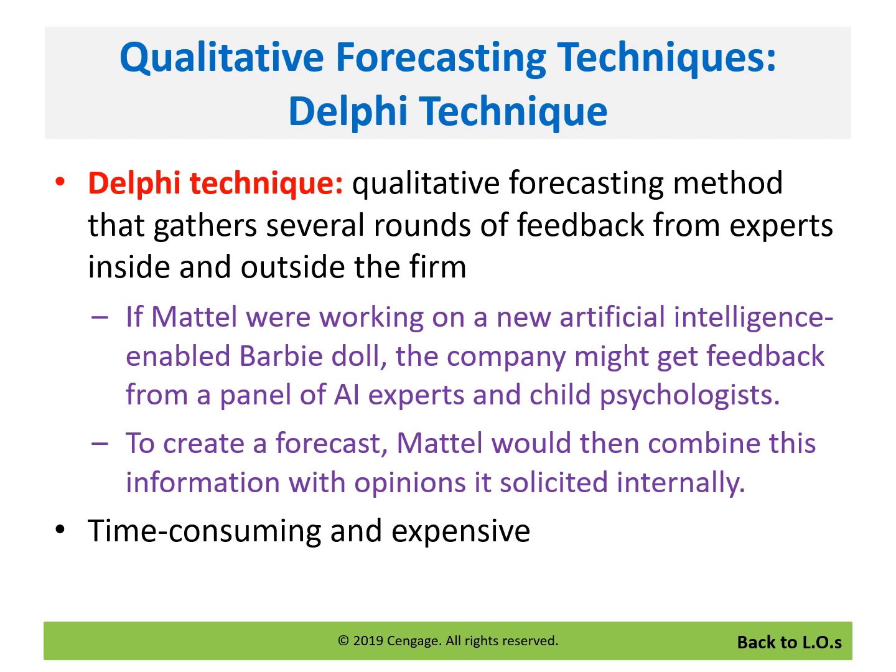Next, we have the Delphi technique. This is a qualitative forecasting method that gathers several rounds of feedback from experts inside and outside the firm. Example, if Mattel were working on a new artificial intelligence-enabled Barbie doll, the company might get feedback from a panel of AI experts and child psychologists. To create a forecast, Mattel would then combine this information with opinions it solicited internally. This is, however, time-consuming and expensive.